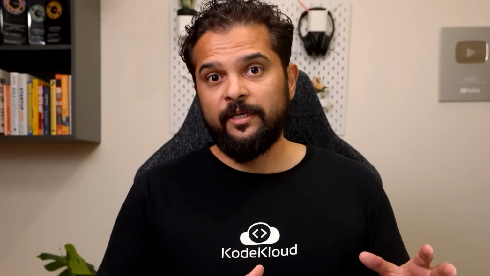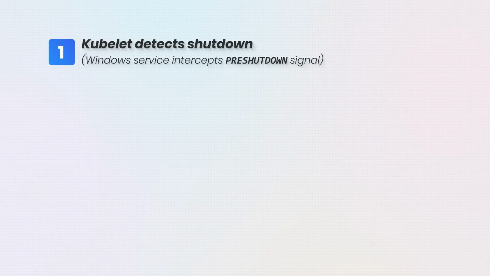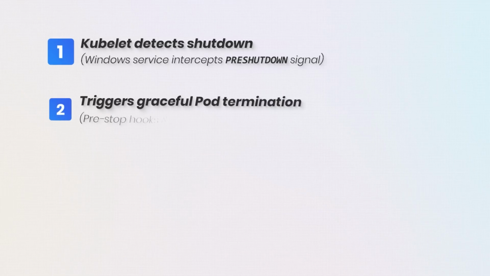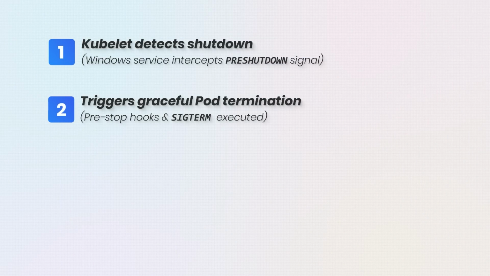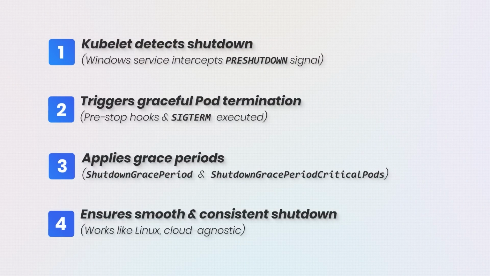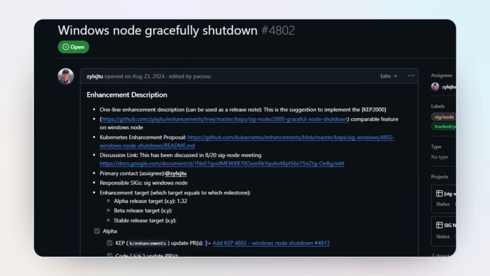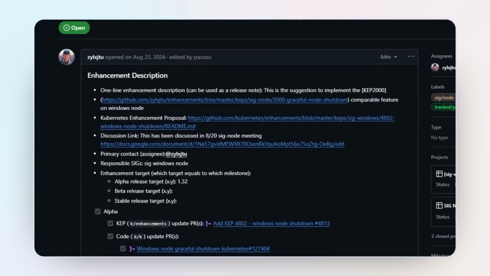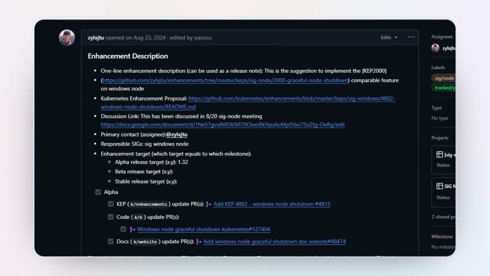So how does it work? The kubelet on Windows nodes is registered as a Windows service, which helps it detect shutdown events through the service control pre-shutdown signal. So when a node shuts down, kubelet uses the same mechanism as on Linux to terminate pods gracefully. Users can also configure the grace period for shutdown using kubelet configuration parameters. So there is shutdownGracePeriod, which sets a general grace period for all pods, and shutdownGracePeriodCriticalPods, which gives critical pods a little extra time to shut down. You can read the Kubernetes enhancement proposal 4802 for more internals, but we're just giving the high-level understanding in this video.